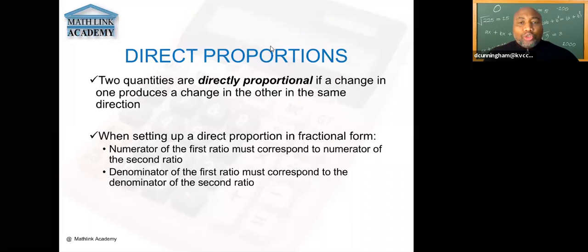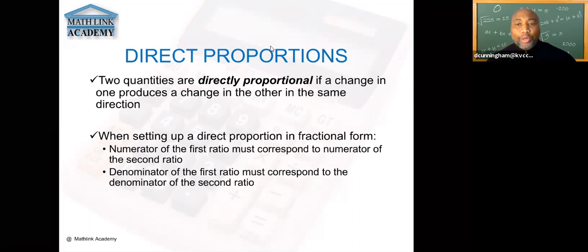Now let's talk about direct proportions. There are two types of proportions we're going to talk about today, direct and indirect. If we understand what direct means, it makes the problem a lot easier. And if we understand what indirect means, again, we know how to set it up a little bit differently. But let's talk about direct proportions.